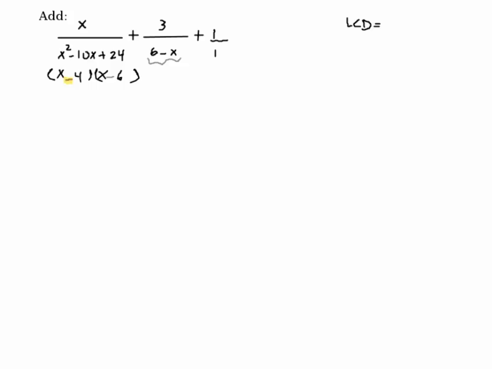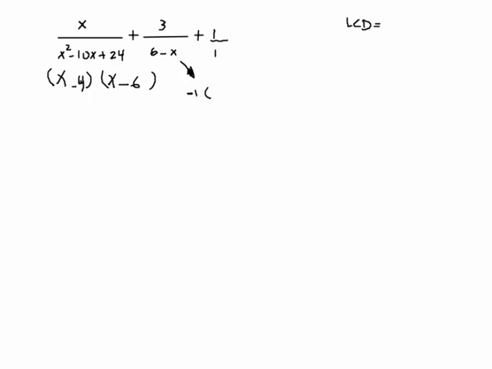So how do you find the LCD now? Anybody? We have 6 minus x, we have x minus 6. We have to do something here. Anybody have any idea how to find the LCD? Some of you saying factor out -1. Yeah, you can do that, absolutely. Factor a -1 out of this one.